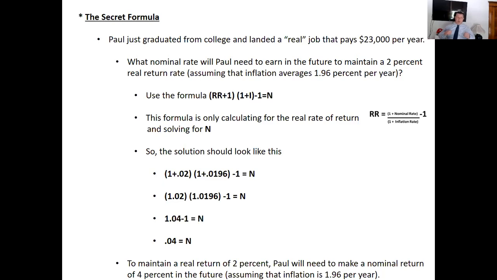In other words, he wants to see his salary grow by 2% every year during his time working throughout his career. Paul will need to make a nominal return of 4% in the future. In other words, he needs to see a 4% increase in his salary every year to actually see a 2% increase.